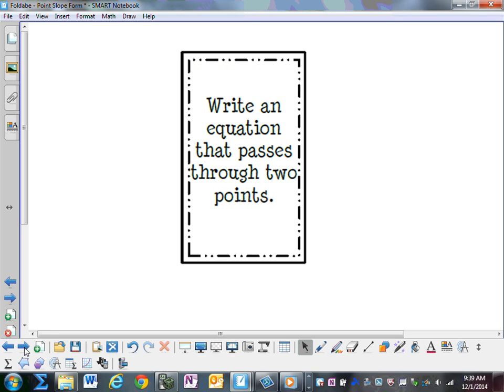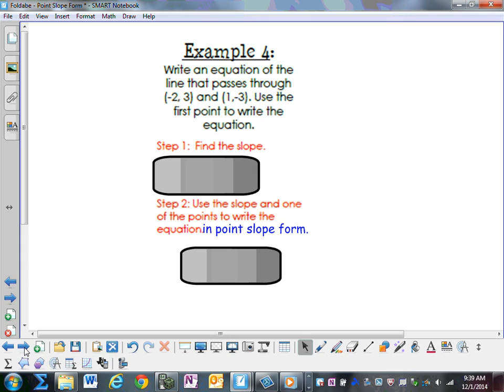Write an equation that passes through 2 points. Write an equation of the line that passes through the points (-2, 3) and (1, -3). Use the first point to write the equation. So first you need to find the slope, and then use the slope in one of the points. We're going to be using (-2, 3) to write the equation in point-slope form.